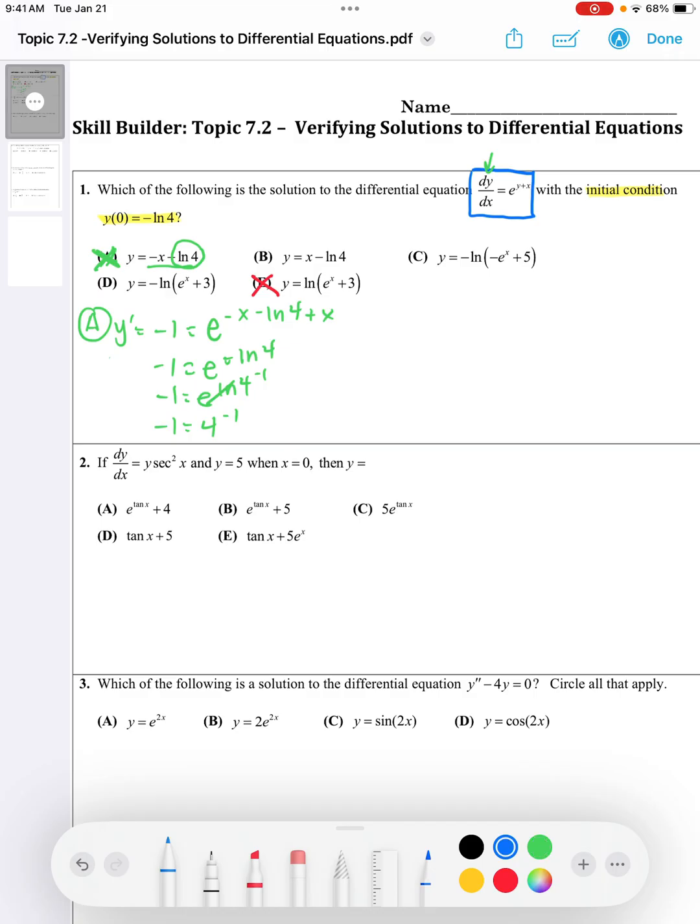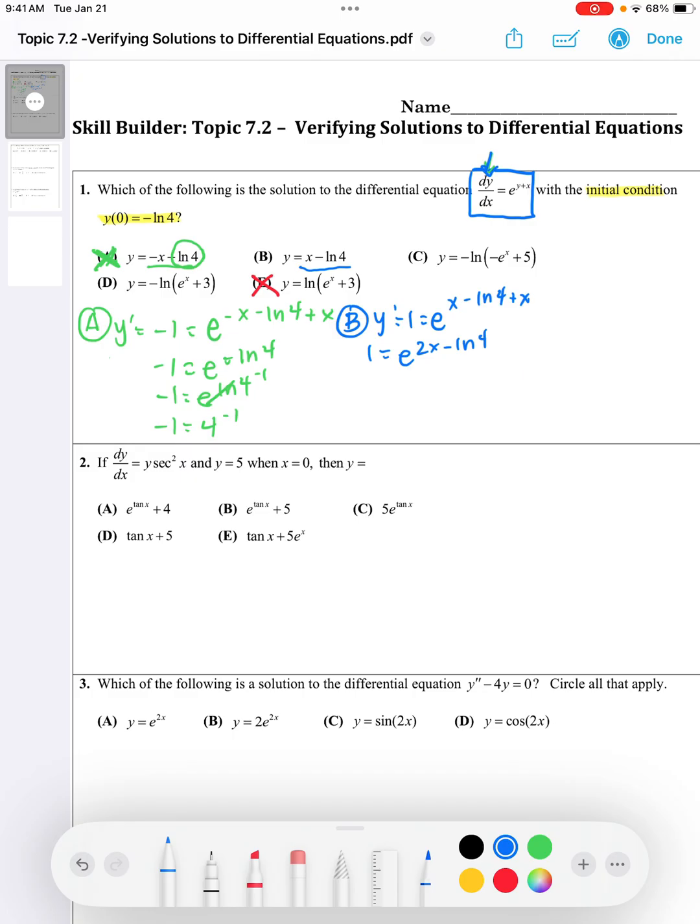Okay, well, let's try B. In B, we're going to do the same thing. We're going to take the derivative, and the derivative of x is 1. The derivative of the natural log of 4 is going to be 0. And we're going to plug that in. We want the derivative to be equal to e to the y, so 1 equals e to the (x minus natural log of 4) plus x. So I'll have 1 equal to e to the (2x minus natural log of 4).